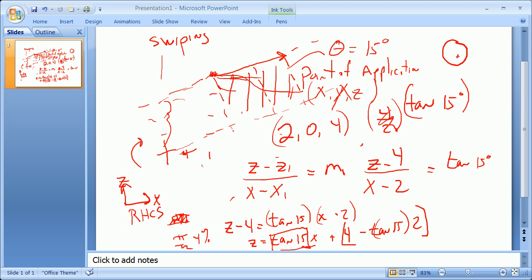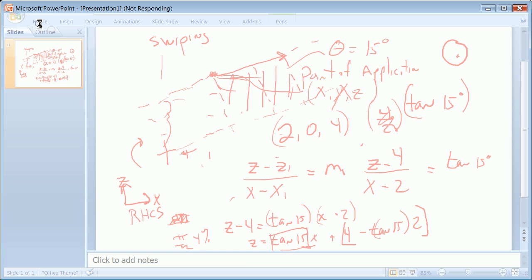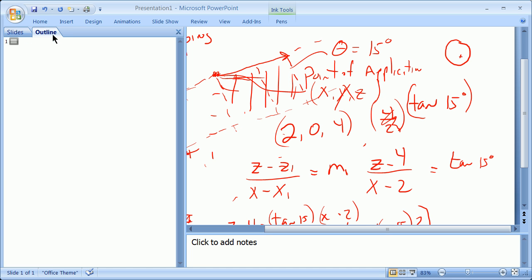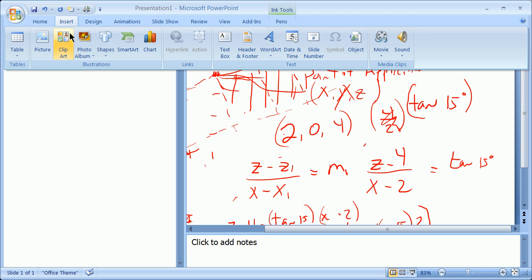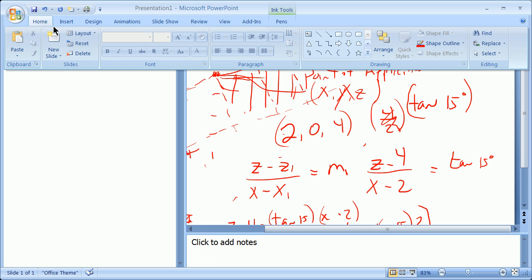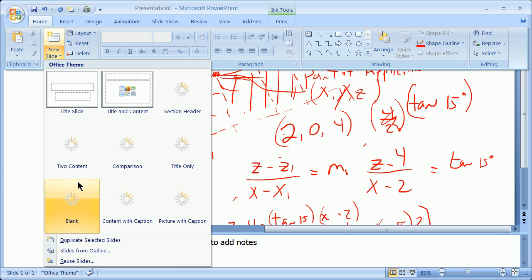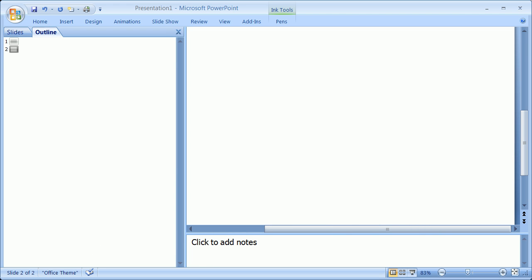See if I can go to a new file, new thing here. Not going to let me. It's not liking that, so I'm going to stop this now and see if it finishes up. But you want to remember that it is insert, home. Home is a new slide, a blank new slide.